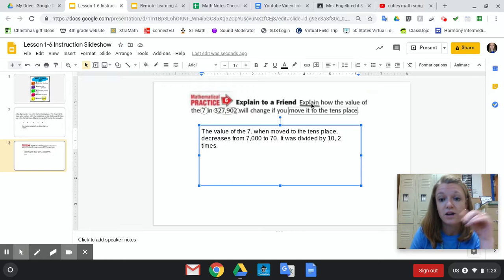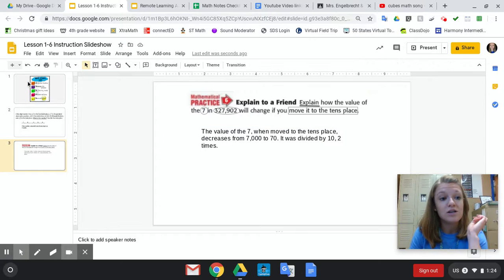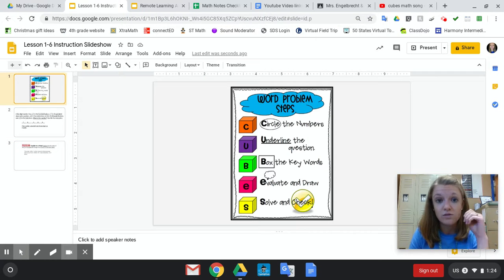So let's make sure I explained. Okay, I have to explain how the value changed. The value of the 7 when moved to the tens place decreases from 7,000 to 70. It was divided by 10 2 times. Okay, I think I fully answered that question and I'm done. So again, make sure that you write down what the cube strategy is in your notes and go ahead and try using the cube strategy on your own in your worksheet for today. Good luck!